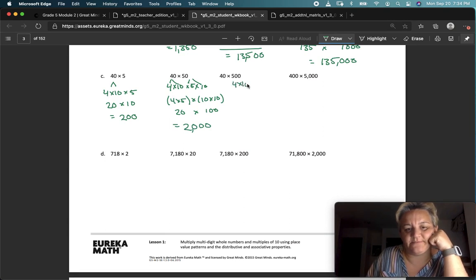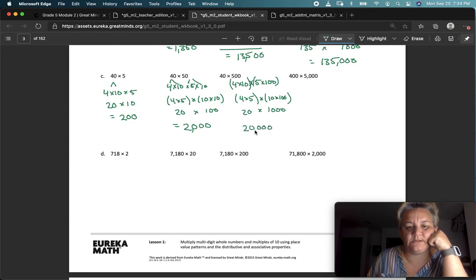Next one, I need to start writing smaller here. 4 times 10 times 5 times 100, right? And I can redistribute that. 4 times 5 times 10 times 100 equals 20 times 1000, which equals 20,000.